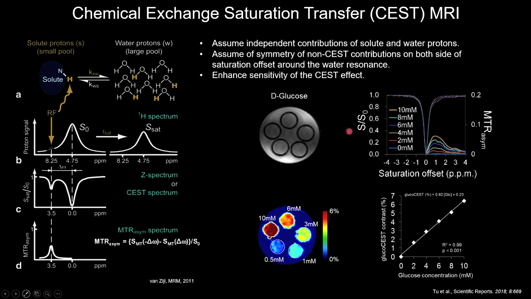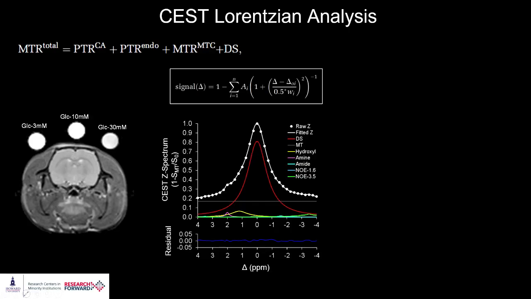Here are the data that we performed in our lab on a phantom that contains 5 different glucose concentrations. You can see the exchange signal in the MTR asymmetry that can be used to derive a glucose image. The CEST concentration is clearly dependent on the glucose, with a 99% linear fit to its concentrations. In the brain image, we analyzed the Z-spectrum according to this equation, which utilized Lorentzian line fitting to decompose different transfer components in the brain, such as from the exogenous contrast agent, endogenous tissue contrast, MTC, and direct saturations.